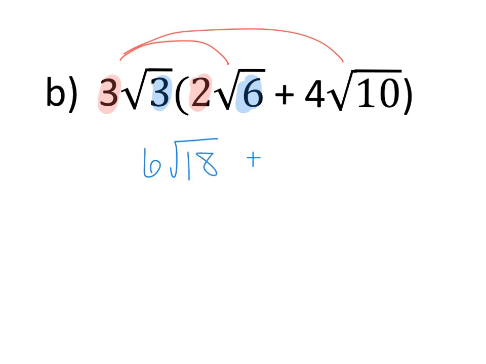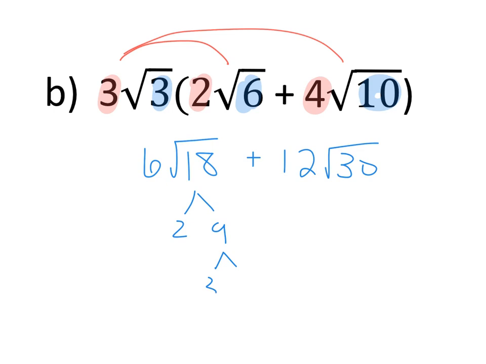Okay, same thing here. Now we're going to multiply that 3 by the 4, and then we will take the 3 times the 10 here. So when we do that, we're going to get 3 times 4 is 12, and then 3 times 10 is 30. Now again, if you can break down, you need to go ahead and break down.